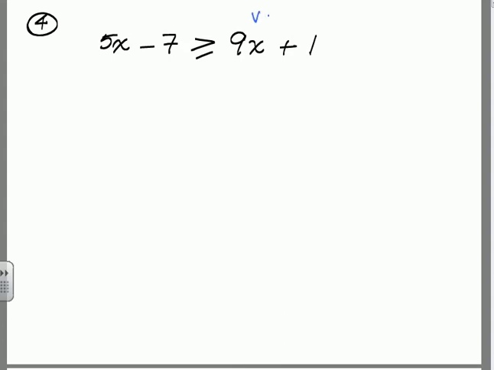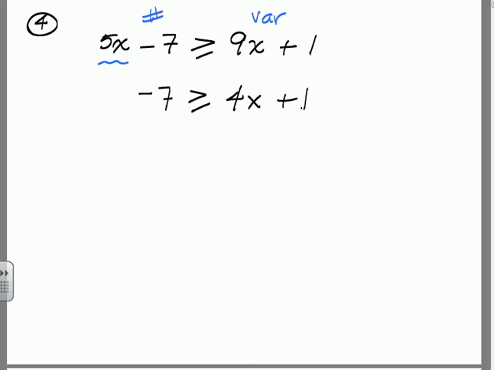gather all of our variables onto the right, which means all plain old numbers are going to be on the left. So that tells us that 5x is out of place. To get rid of it, we're going to subtract 5x from both sides. Result, 9x minus 5x is 4x.